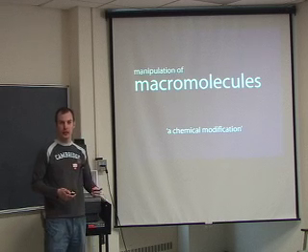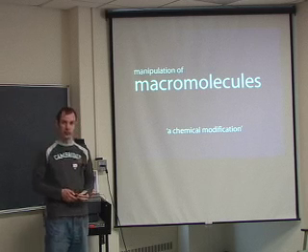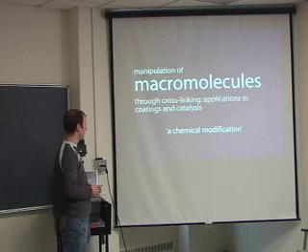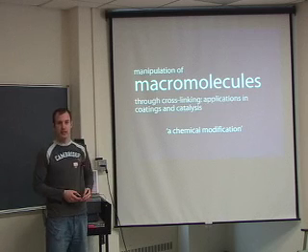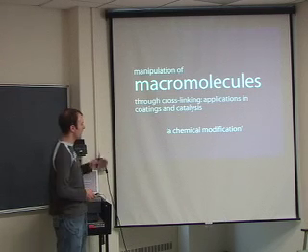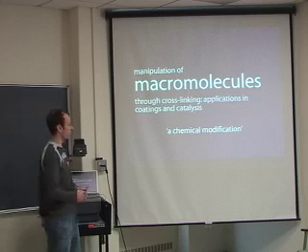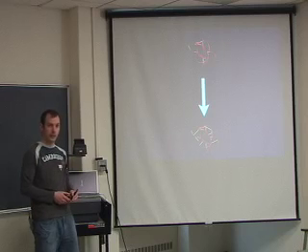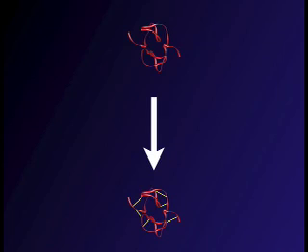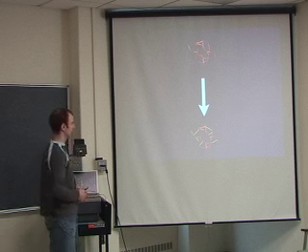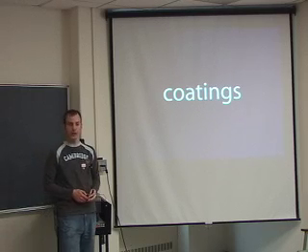So I'm actually going to be talking about manipulation of macromolecules through such a chemical modification, and the chemical modification itself will be cross-linking. And I'll be talking about some applications in coatings and catalysis that we're able to achieve through these modifications. So here is the concept of cross-linking. You take your macromolecule, or polymer, and you link the strands through some kind of chemical modification, so now they're cross-linked. So let's talk about coatings first.